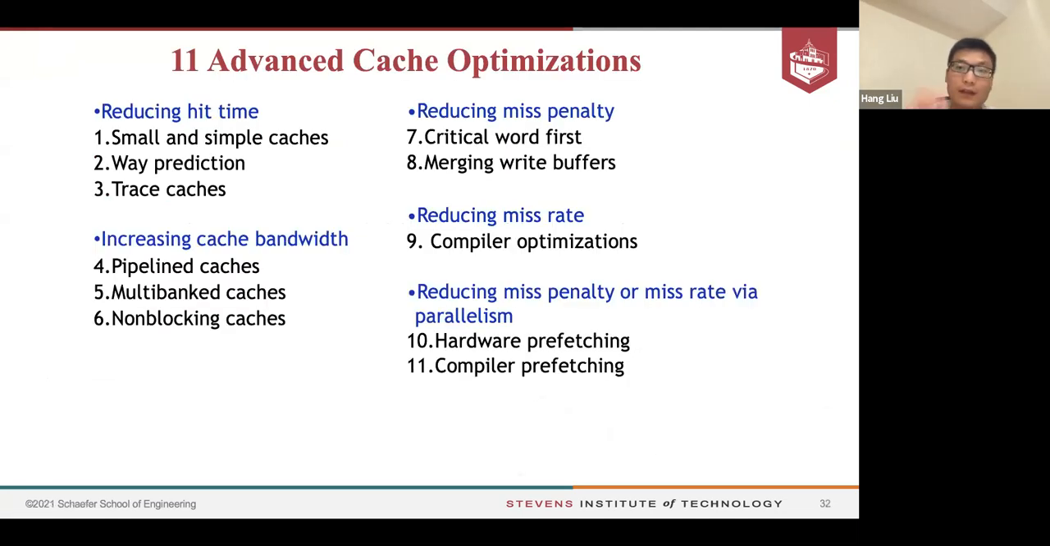So there are millions, I would say, of different types of cache optimizations, but we cannot cover all of them. So in this case, we're going to cover 11 very advanced cache optimizations. Some aim to reduce hit time, some increase cache bandwidth, some reduce miss penalty, some reduce miss rate, and some reduce miss penalty or miss rate via parallelism. Okay. So the first three are reducing hit time.